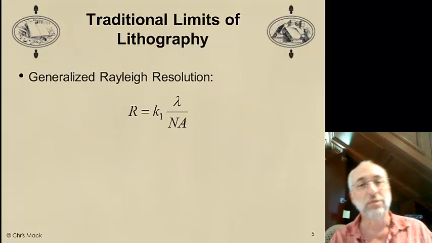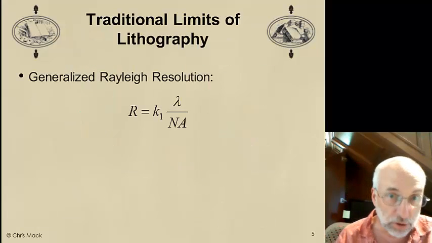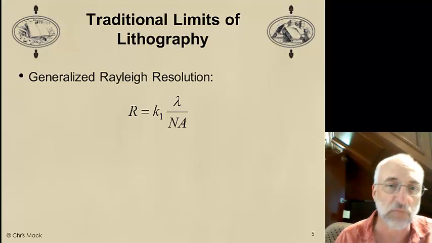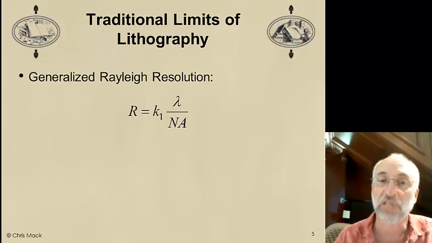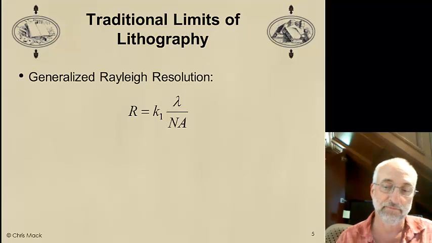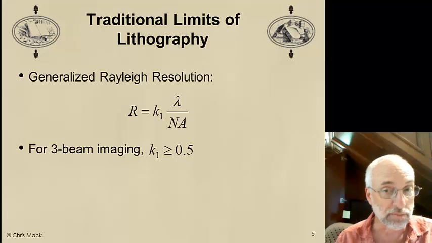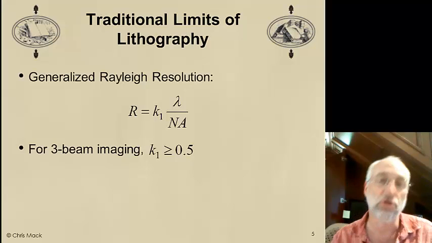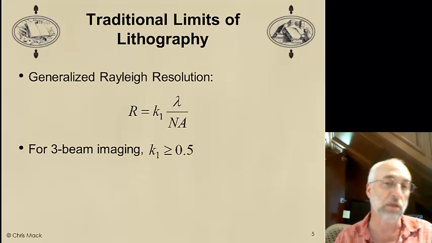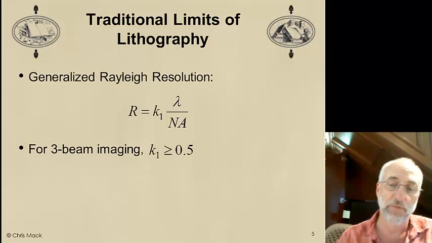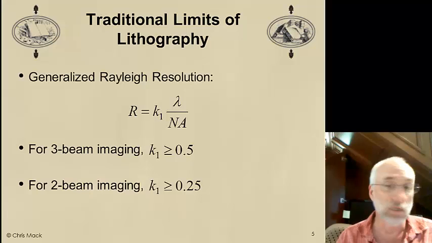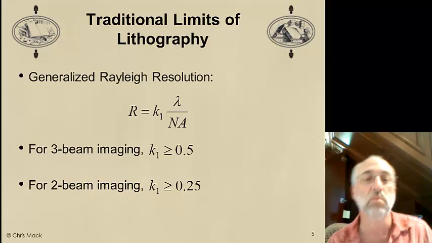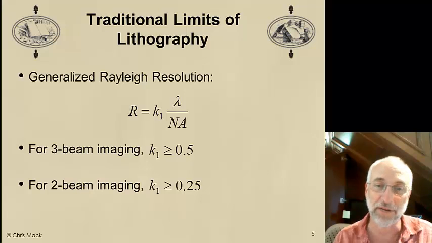Now, let me generalize what we've just learned. We said the resolution, which I'll call the minimum half pitch that I can print, is some constant K1 times lambda over NA. When I had 3-beam imaging, K1 is on the order of 0.5 or bigger. Right? Sometimes we can't push it all the way to the theoretical limit, but we can get close, so that limit is 0.5. For 2-beam imaging, K1 has to be bigger than 0.25. And again, we often can't push it right to its very limits, but we can get it close to about 0.25. And that's the cutoff for 2-beam imaging.